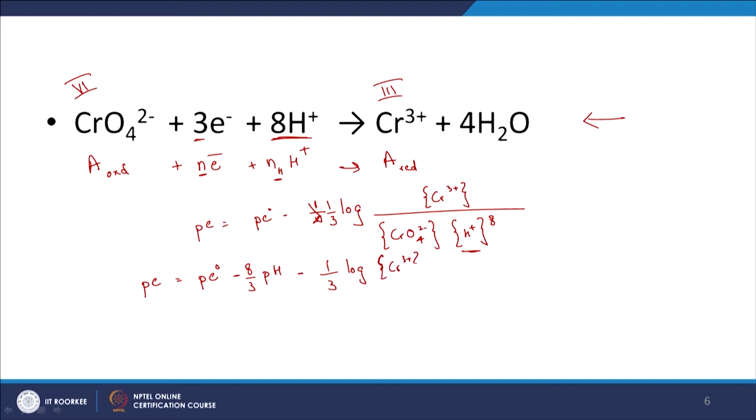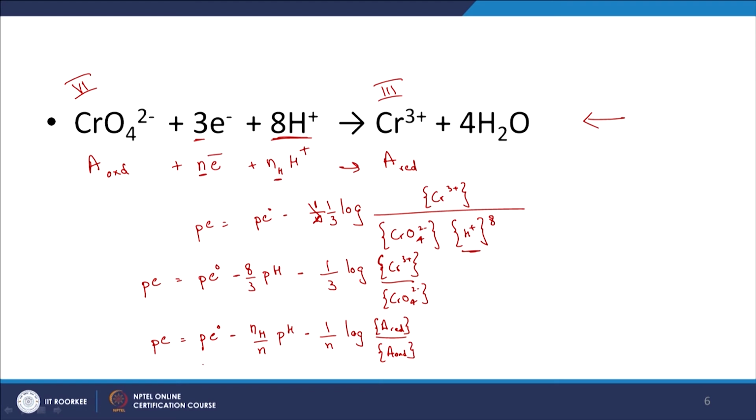Cr3 plus by CrO4 2 minus. So, if I want to write the generic term for this, what is this going to be? Obviously, pe is equal to pe naught minus nH by n into pH minus 1 by n log activity of the reduced form by activity of the oxidized form.